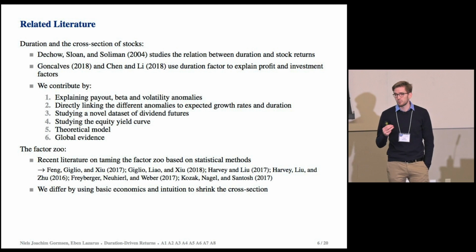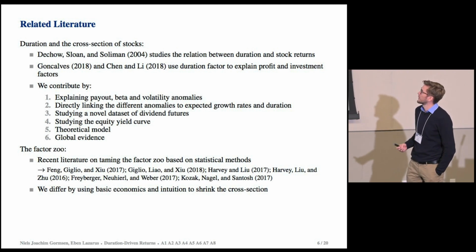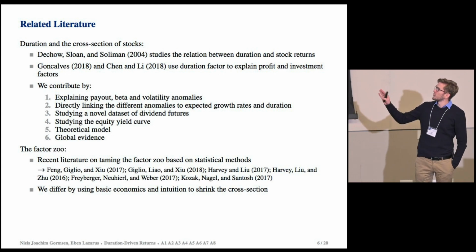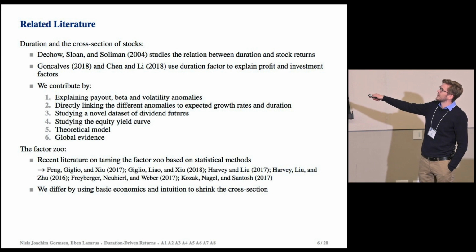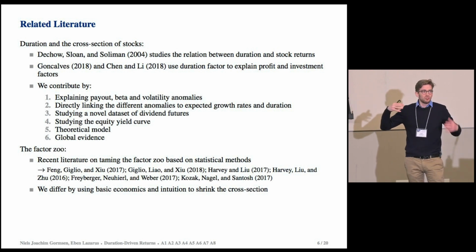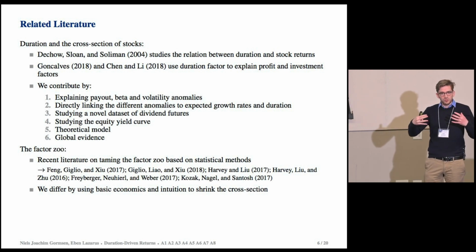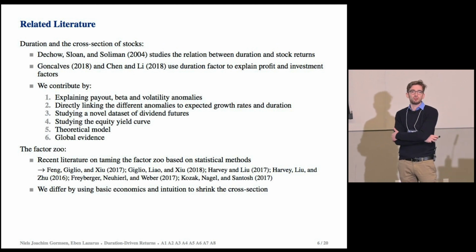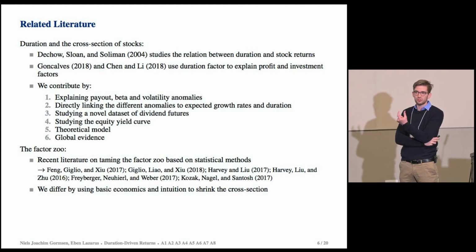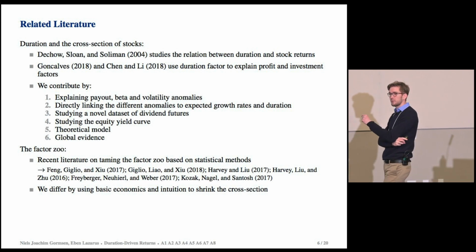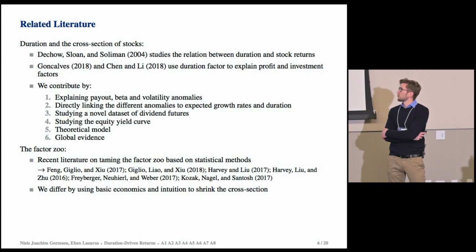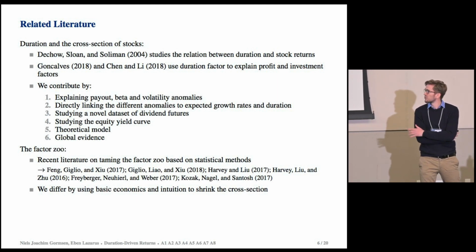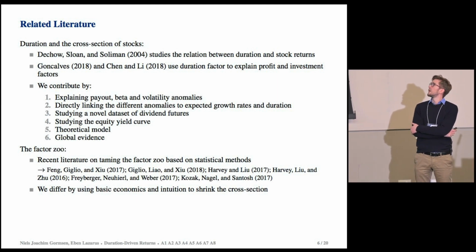One is showing that you can explain the profitability premium with the duration factor, and another paper showing you can also explain the investment premium. What we are doing is adding a few more factors to what you can explain, but more interestingly, we're linking these factors directly, studying the cash flows of the firms in these risk factors and showing that they are in fact investing in short duration firms. And then we have this new dividend futures data that allows us to test whether it is a premium on near future cash flow that drives the risk factors. We also have some more stuff on the equity yield curve. We have a model, we have global evidence, but I don't have time to talk about that today. Good.